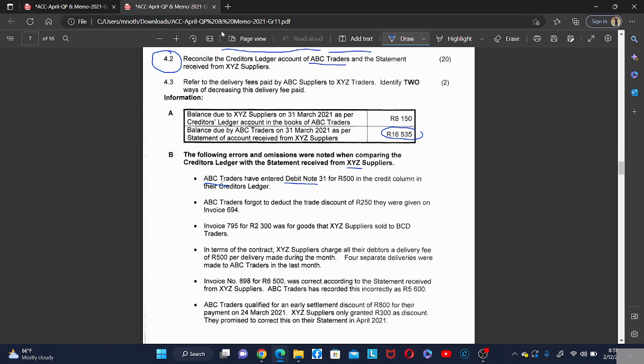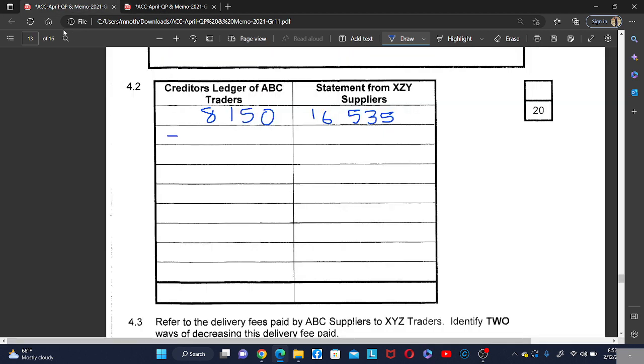And you need to remember that the creditors control the increase on the credit side. So actually here, we were supposed to decrease the amount that we are owing to the XY suppliers, but we entered this on the credit column, meaning that we increased the amount while we're supposed to decrease it. So the error here is made in the creditors ledger. So now we need to first subtract the 500 rand and then subtract the other one again.